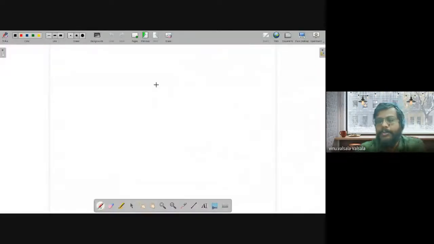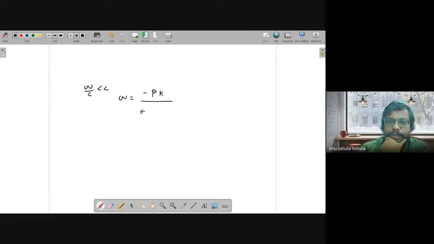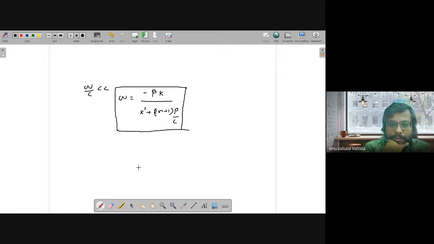So what we have arrived at is that for omega by c, the assumption is that omega by c is very, very small. We arrived at a condition that the dispersion, or the frequency of the wave, is equal to minus beta k by k square plus 2n plus 1 beta by c. So this is the dispersion relation we arrived at for the very low frequency wave in the equatorial region. I hope you are seeing my board. If you are not seeing, please let me know.